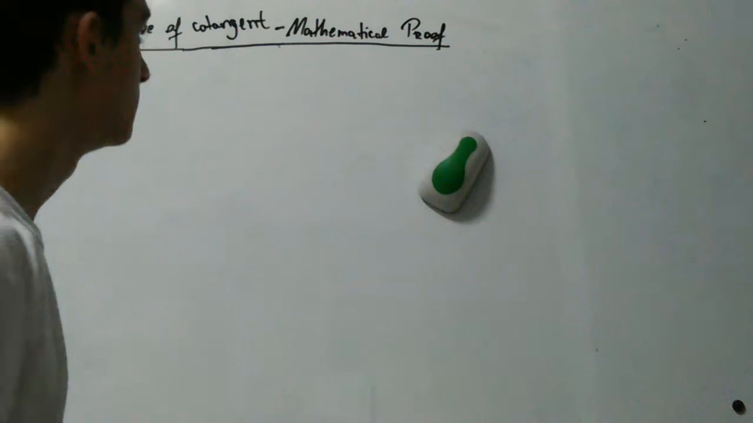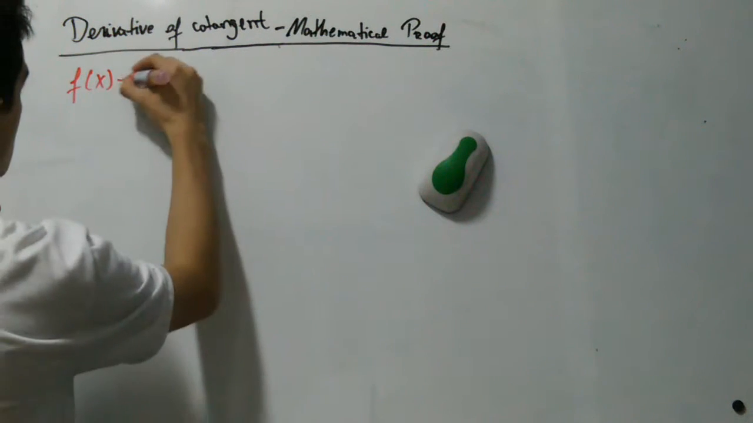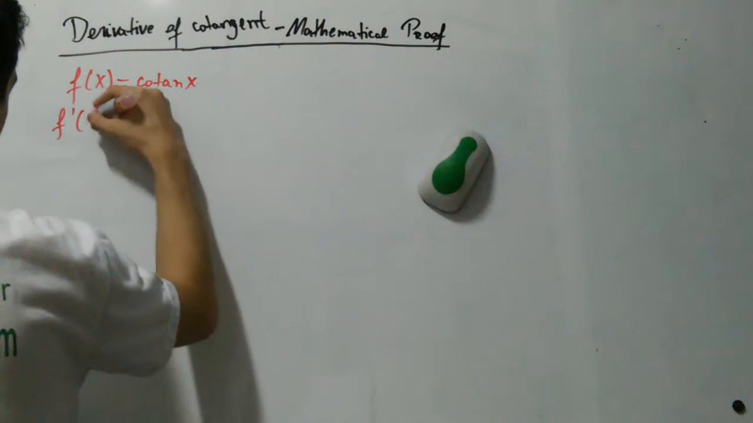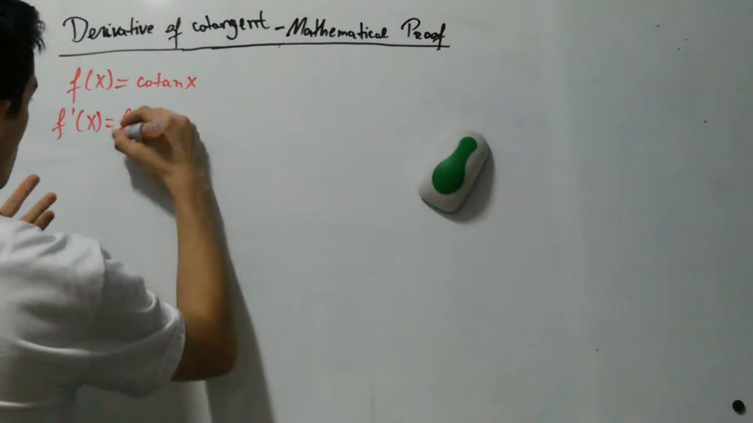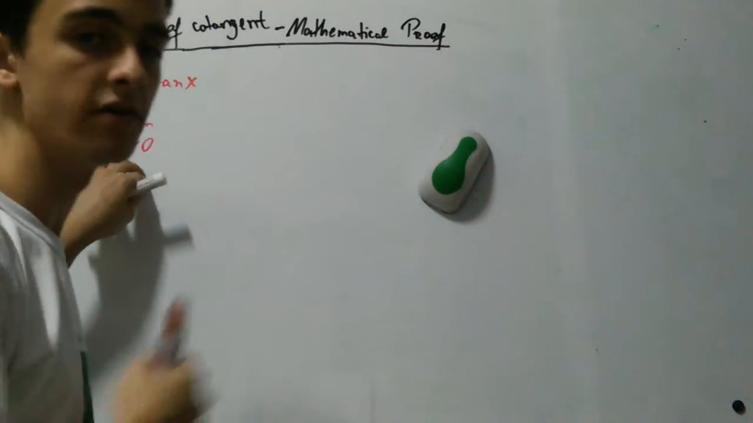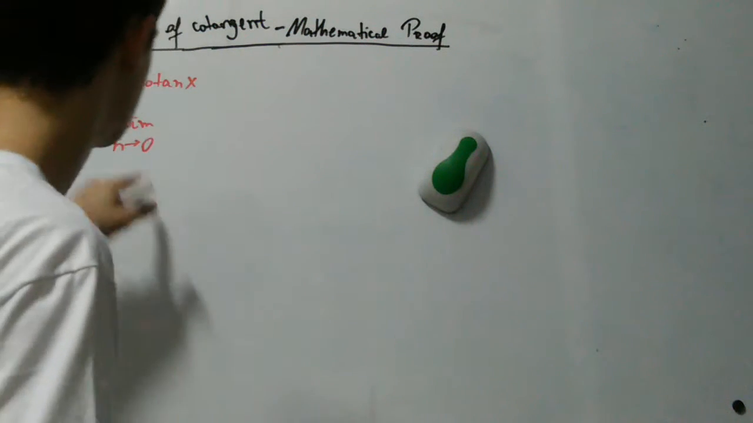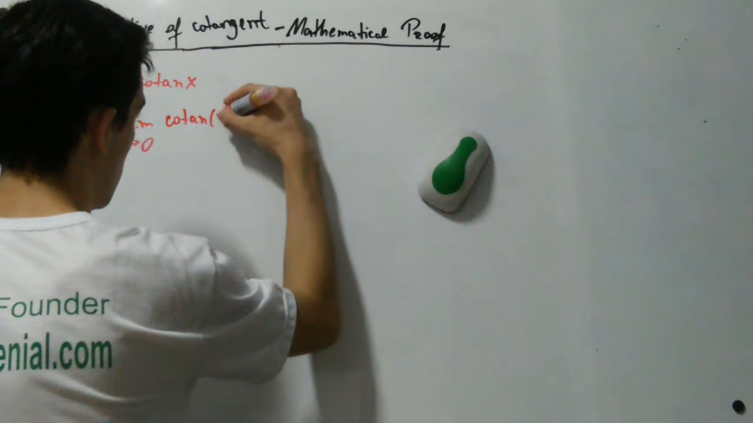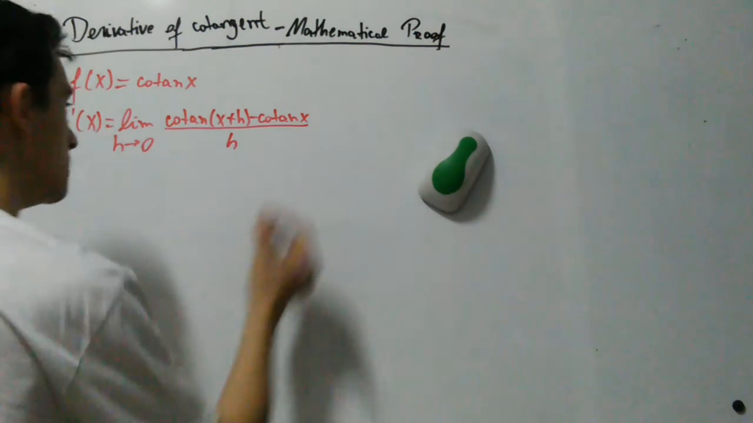So let's start off the mathematical proof. The function f of x, whose derivative we want to find, is equal to the cotangent of x. So f prime of x, the derivative of this function, is equal to the limit when h approaches 0. And remember the definition of a derivative. It's the limit when h approaches 0 of f of x plus h minus f of x over h. In this case, f of x is cotangent of x. So this is the limit when h approaches 0 of cotangent of x plus h minus the cotangent of x divided by h.